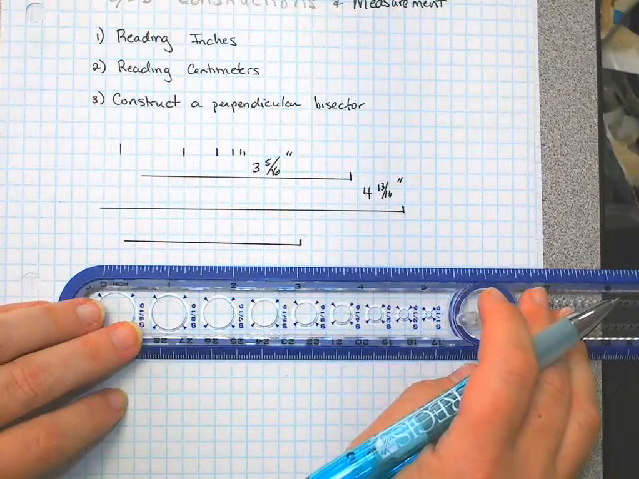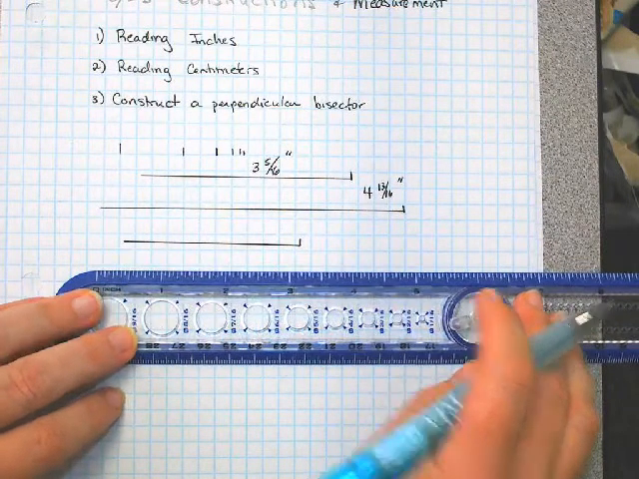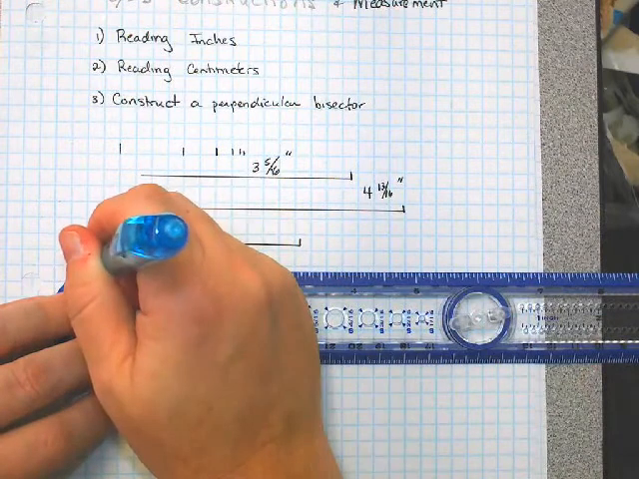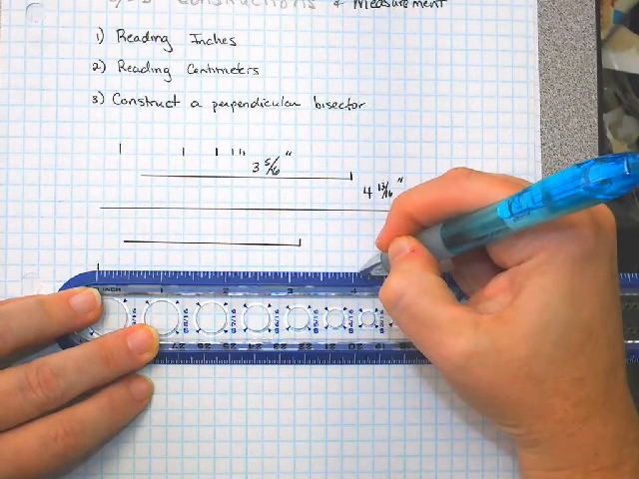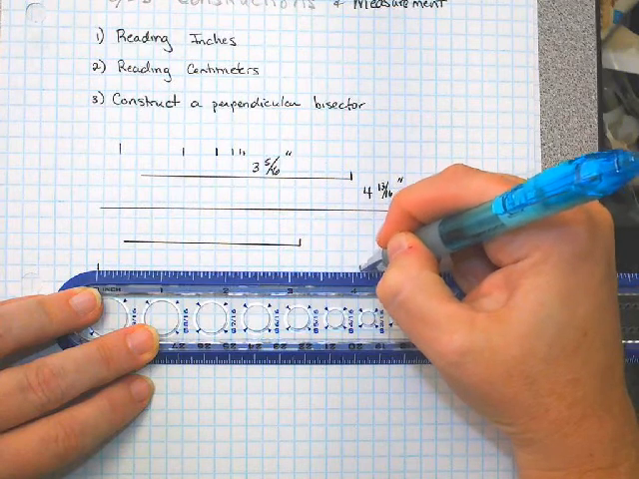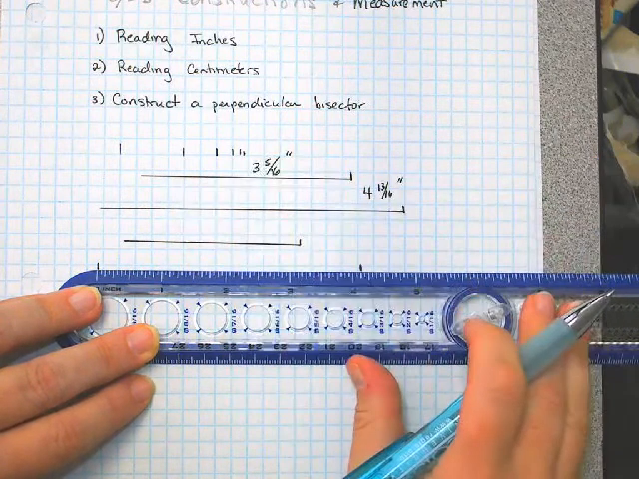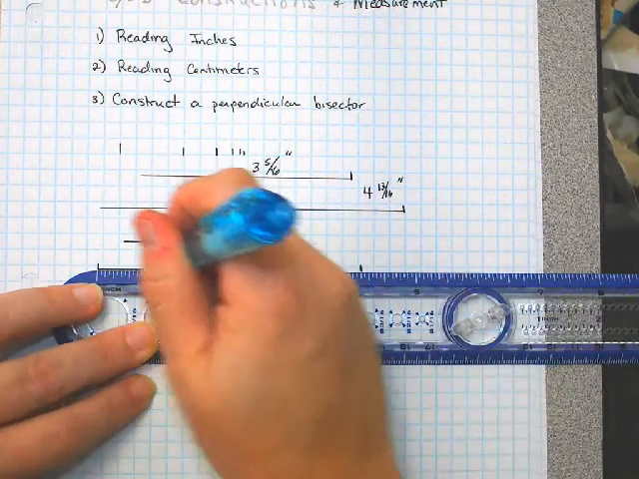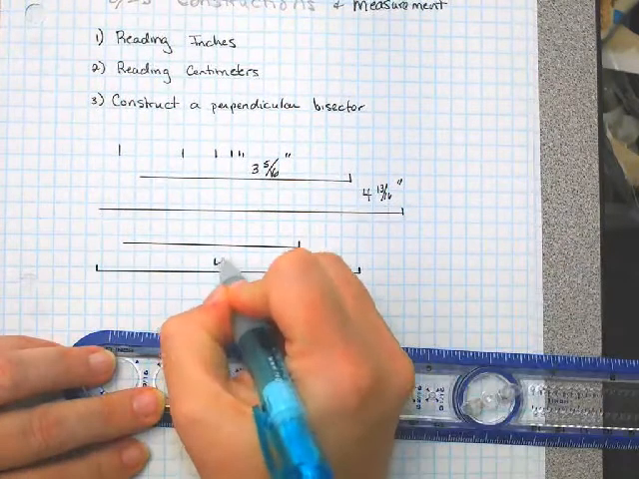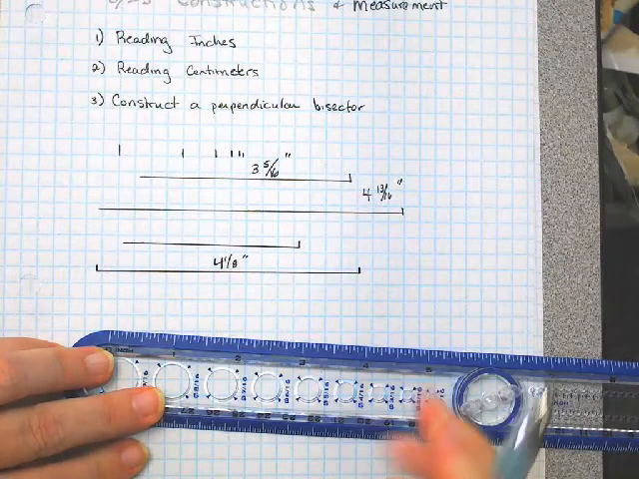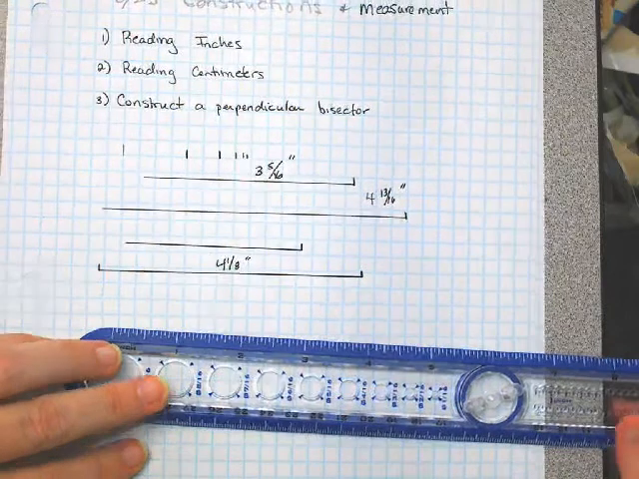Let's make a segment that is 4 1/8 inches. I want to mark where I begin. Here's 4. That's a 1/16. This is the 1/8. And then I'm going to very carefully begin at 0 and end right there. So now I have 4 1/8 inches.